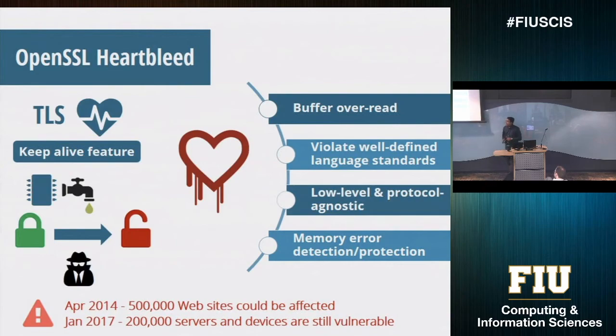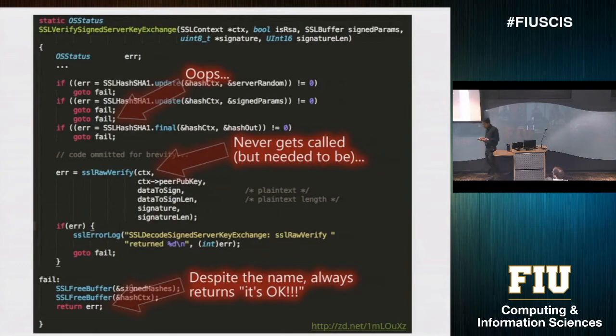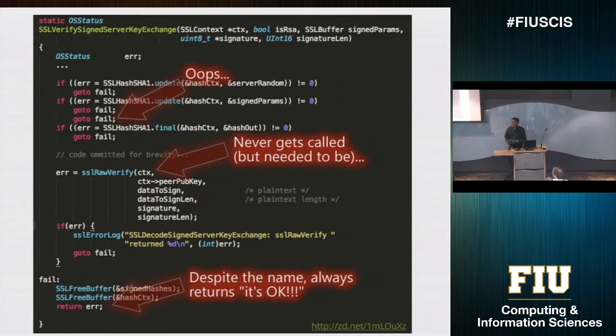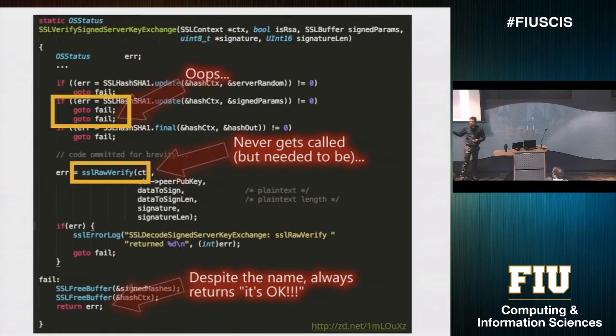Now let's take a look at a code snippet. Okay, can you spot the problem here? You see, there are two back-to-back goto fails. The second goto fail is not actually under the if block, right? Because of that goto fail, this important function never gets called. It is required to call this function, and finally, if something is wrong in that function, it should return an error. But because of that goto fail, it always returns that everything is good, right?